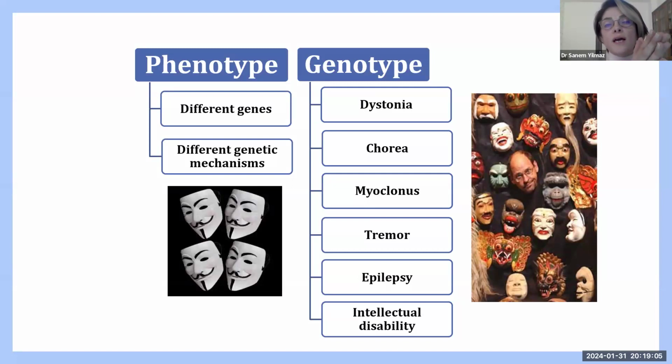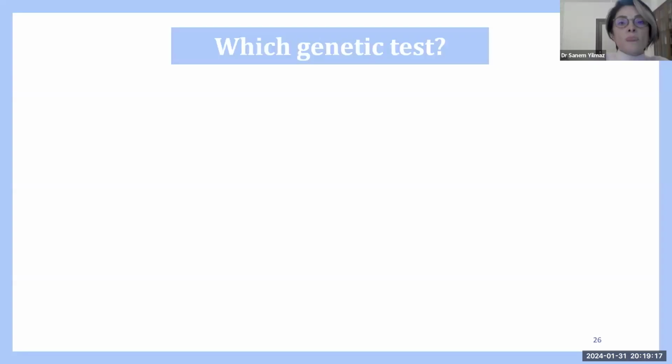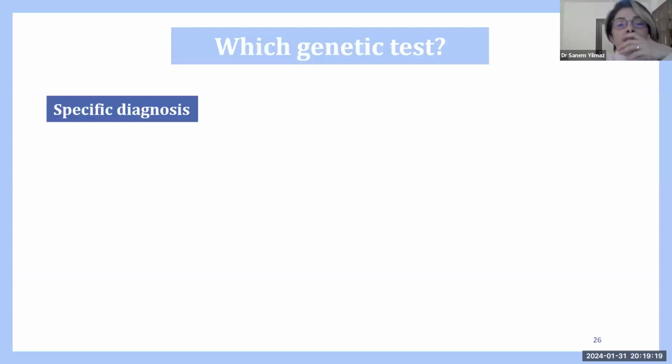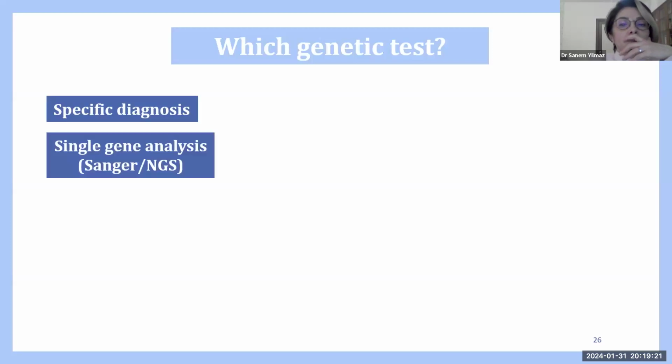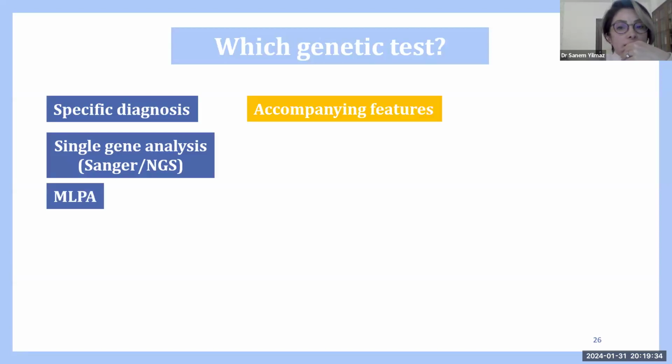And also, the same genotype may cause dystonia in a case, chorea in another case, and even epilepsy or only intellectual disability in other cases. So let me make a diagnostic approach for genetic test selection. If we have a specific diagnosis for the movement disorder, we can perform a single gene analysis or MLPA analysis.